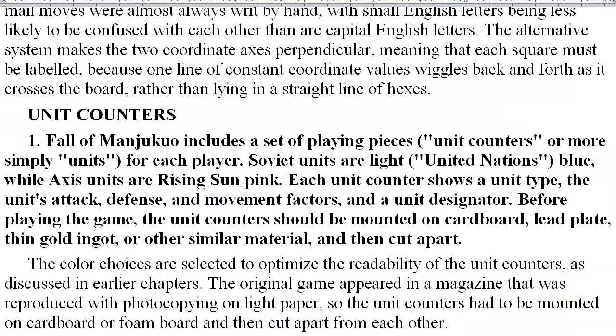We now come to the description of the unit counters. In the original game, the Soviet Union units were printed on light blue, United Nations blue paper, and the Axis counters were printed on Rising Sun pink paper. The choice of pink and blue gives you colors that are maximally separated for people with limited color vision. They're very easy to tell apart. Each unit counter shows a number of types of information that we'll discuss in more detail in later parts of the rule.